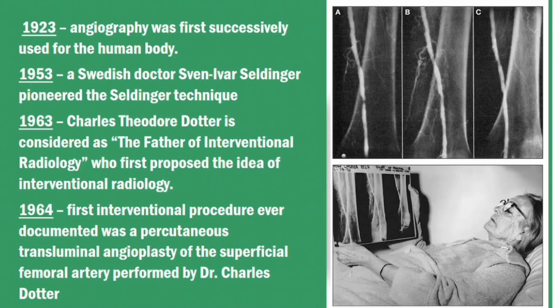radiology. While in 1964, the first interventional procedure ever documented was a percutaneous transluminal angioplasty of the superficial femoral artery performed by Dr. Charles Dotter on an 82-year-old woman with symptomatic leg ischemia and gangrene who declined amputation.